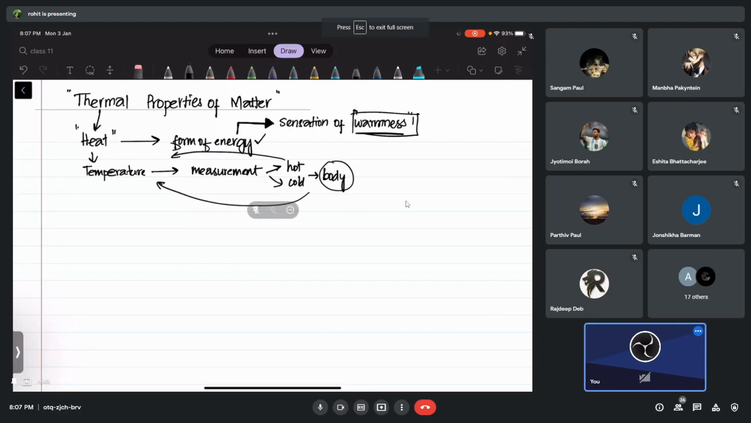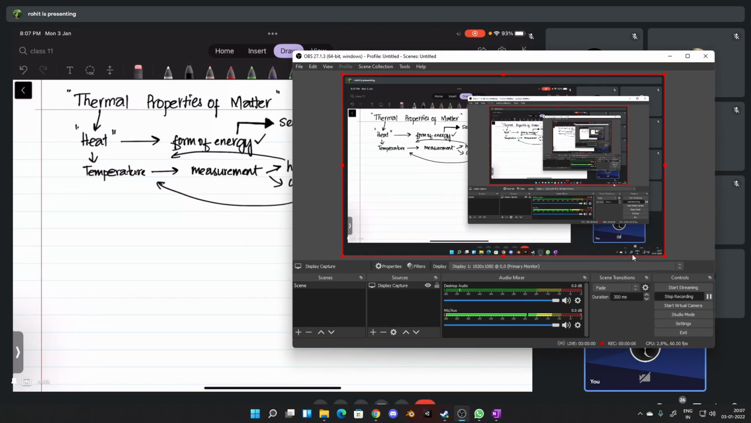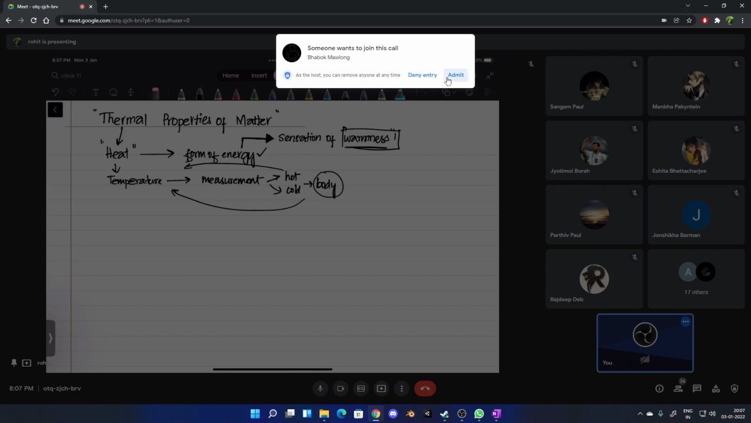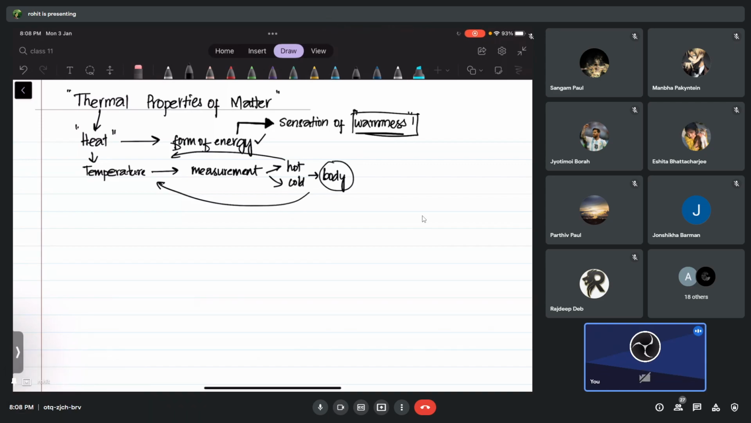Okay, so just now what we have talked about is the differences between heat and temperature. Bhavok also has joined. Okay, now, what are we going to study in this chapter? What is heat actually, or what does heat do?